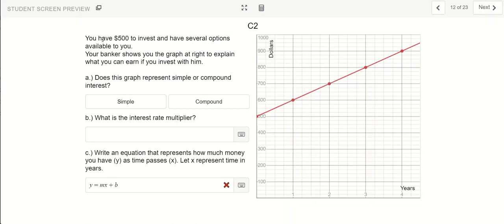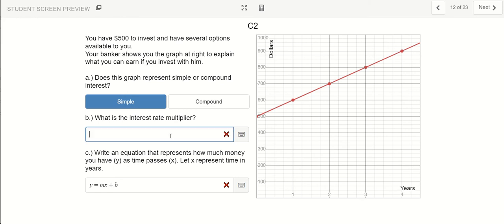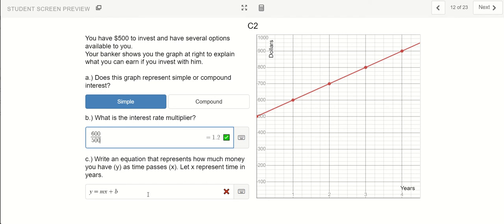Okay, so here, this is an example of simple interest because it's a straight line. Starting at 500, then I become 600. Next divided by previous. Okay, so that's my multiplier. So I'm earning $100 each month when I'm starting off with 500.